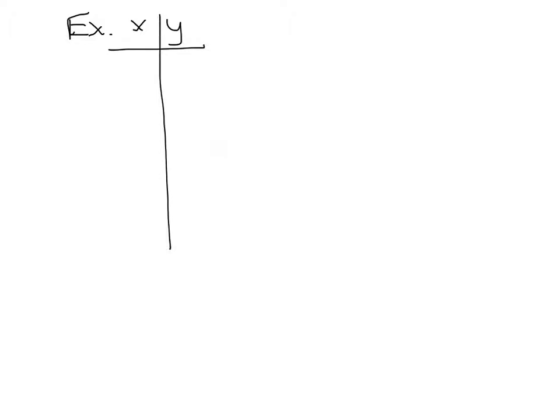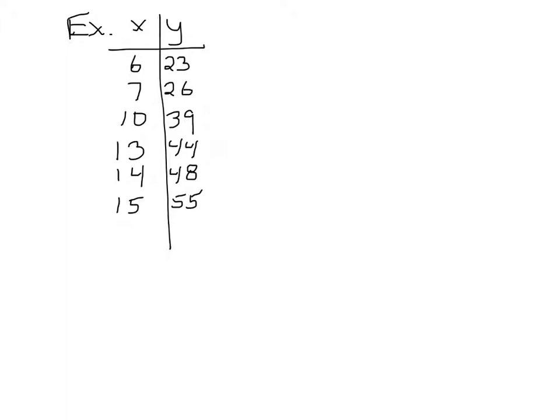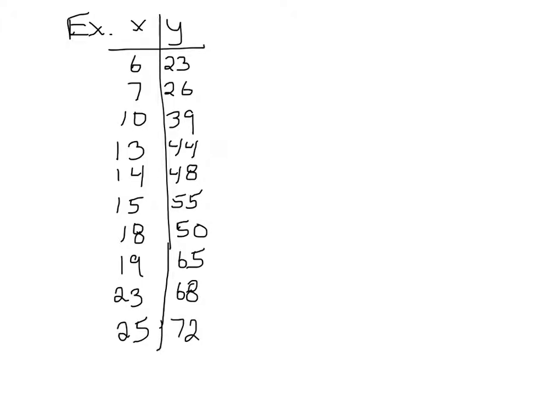X, Y. So we have coming down here 6 and 23, 7 and 26, 10 and 39, 13 and 44, 14 and 48, 15 and 55, 18 and 50, 19 and 65, 23 and 68, and 25 and 72.